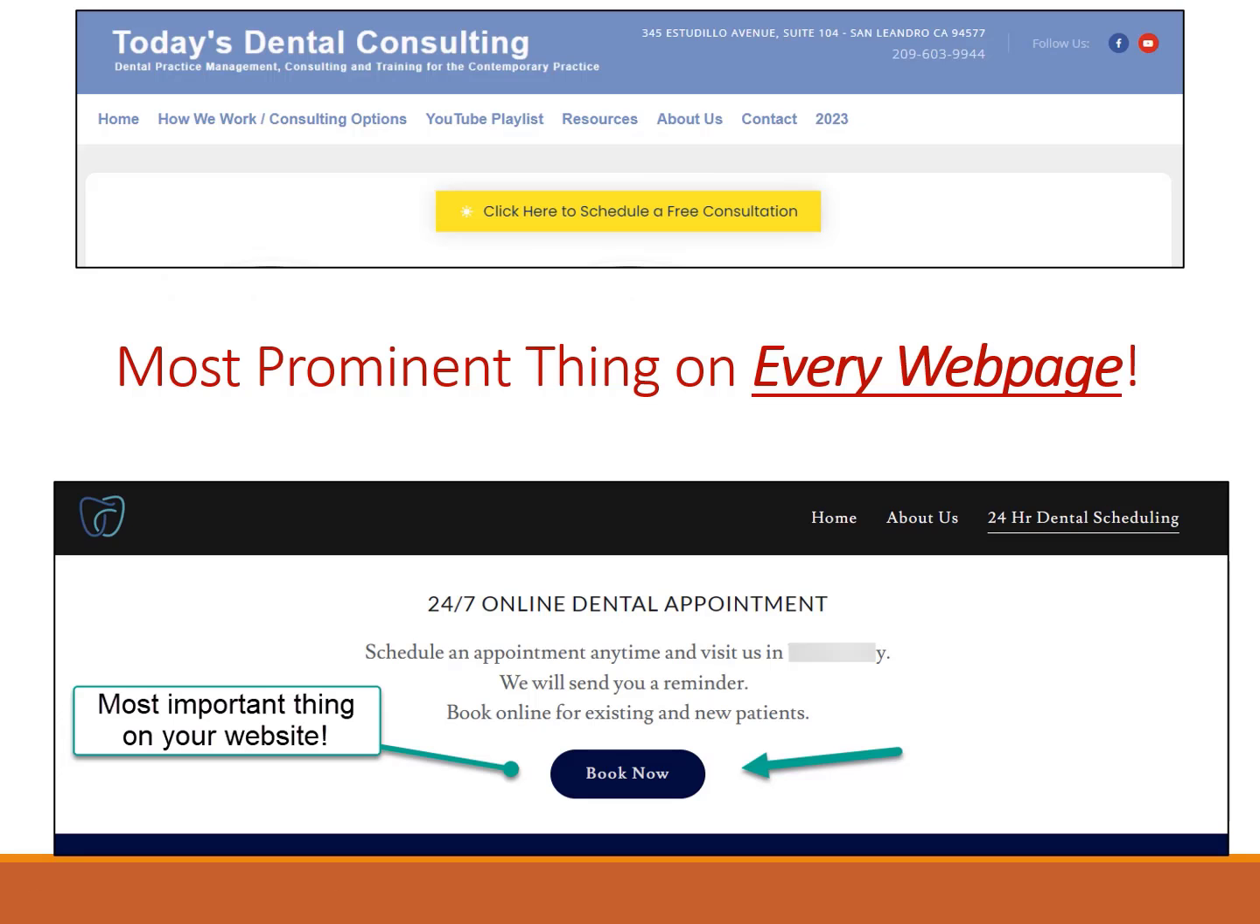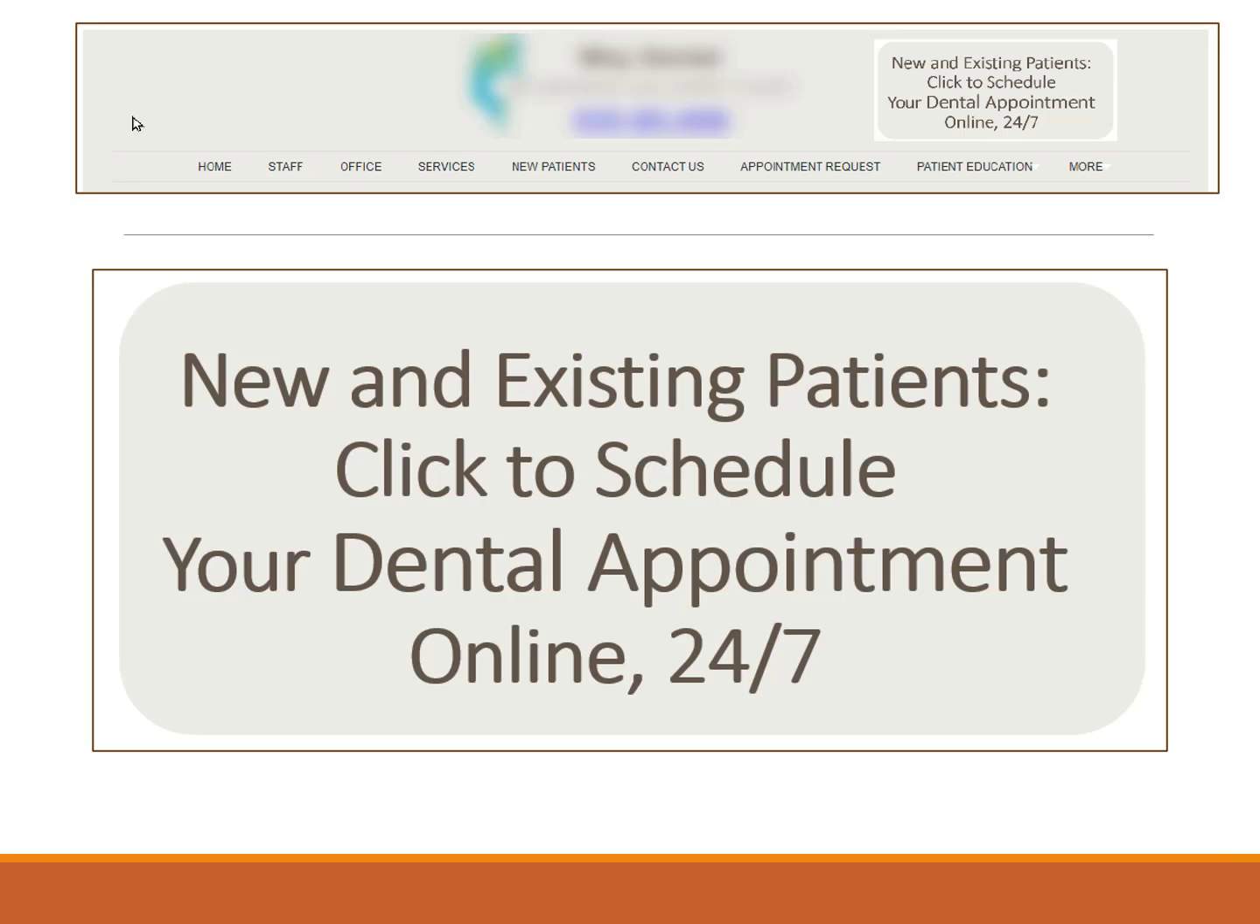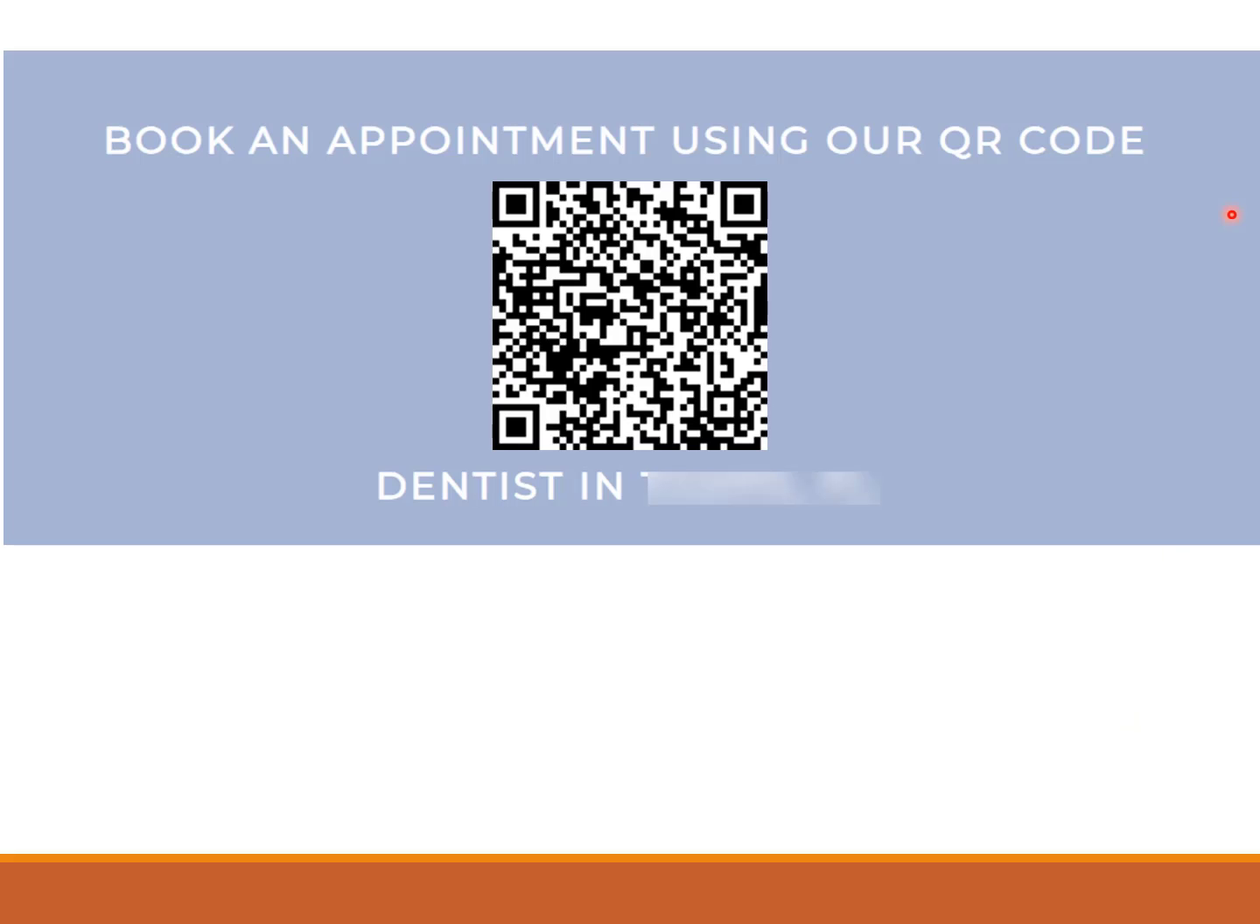So eServices provides a link that you can give to your web person. So you put something on every single web page that allows people to self-schedule 24/7. The most important function of your website is to get new patients in the office. And so you want to put this link on every single web page. Here's an office that actually put the QR code that we'll talk about in just a minute right on their website. Now you can just do the link, but you can also do the QR code.